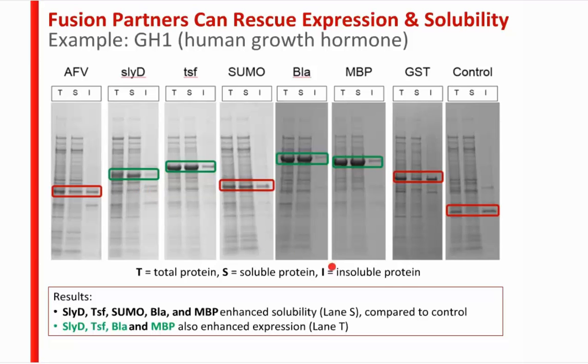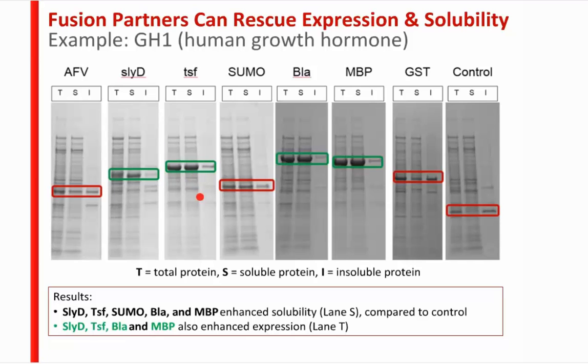Some of these other tags, let's see, like SUMO, appeared to enhance solubility, but it didn't really help all that much with expression, for example. So that's not necessarily one we would move forward with, especially when we have great examples in BLA, MBP, and TSF. Those are the 3 we would probably move forward with for sure.